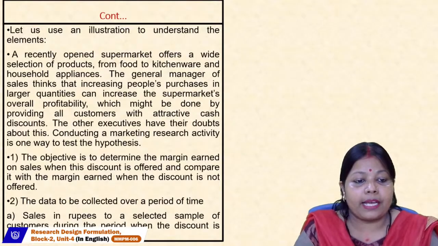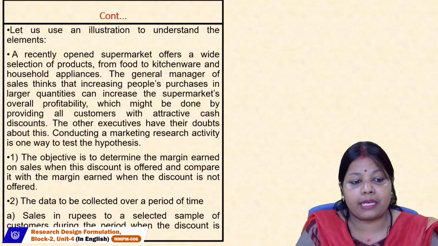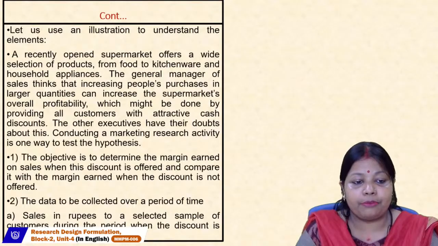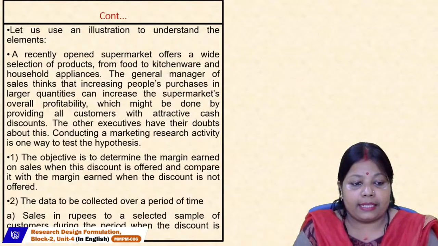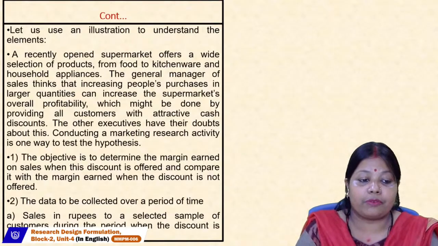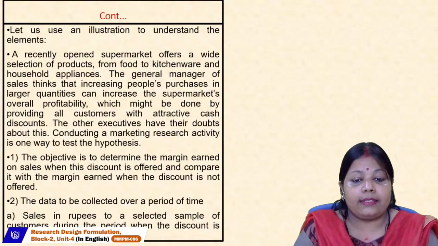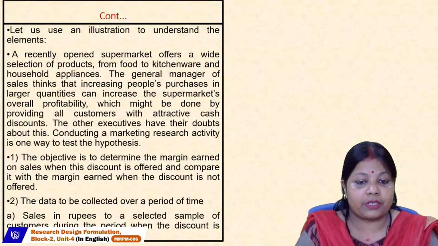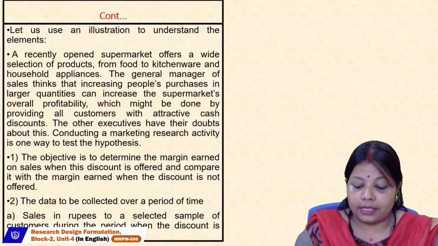But it should not be so, because there is a period of time for the research, or you can say for the marketing research. So in that stipulated period, we have to complete the data collection. Then, sales in rupees to a selected sample of customers during the period when the discount is offered. It is another situation: for the data we are collecting, we should confirm what the time is, what the sales in rupees are, and which customers come under our sample.